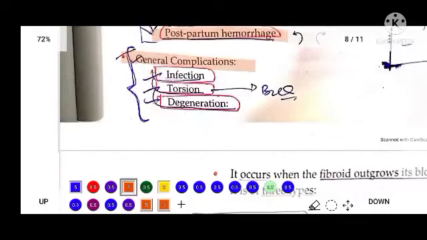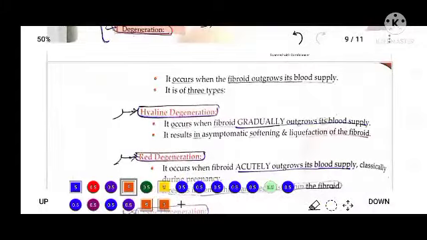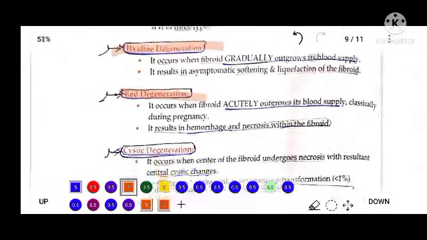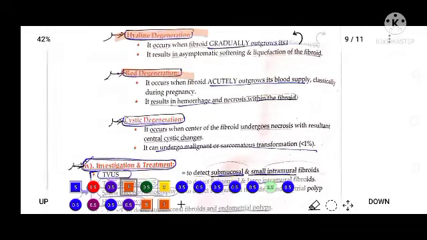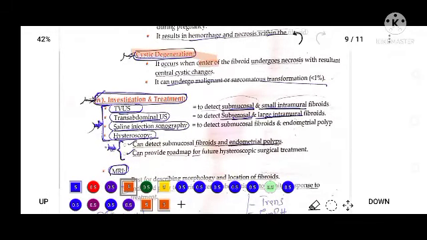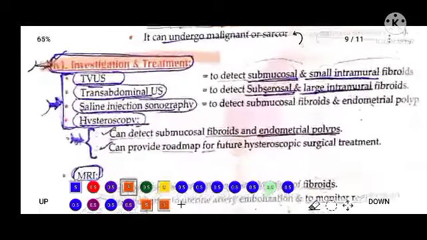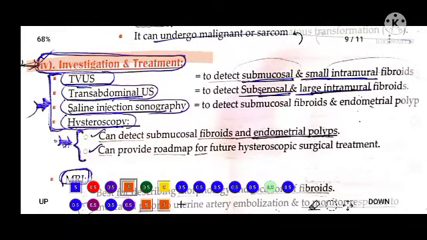Now, general complications are infection, torsion, and degeneration. Red degeneration is the most commonly occurring. Red degeneration occurs when the fibroid outgrows its blood supply, and cystic degeneration occurs when the center of the fibroid undergoes necrosis, and cystic changes occur inside the fibroid. Now, treatment will be on the basis of investigations, and investigations will be transvaginal ultrasound, transabdominal ultrasound, saline infusion sonography, and hysteroscopy.